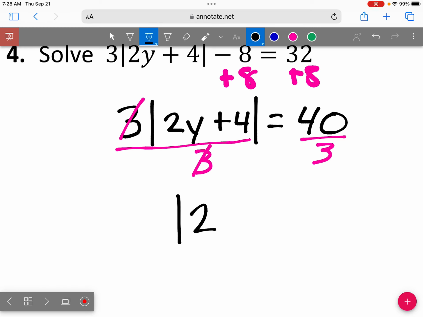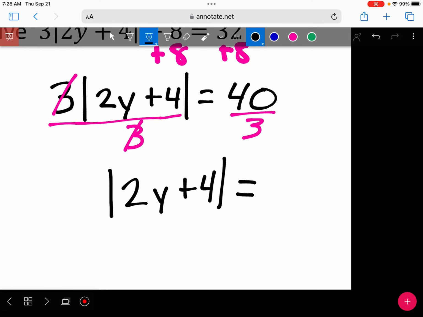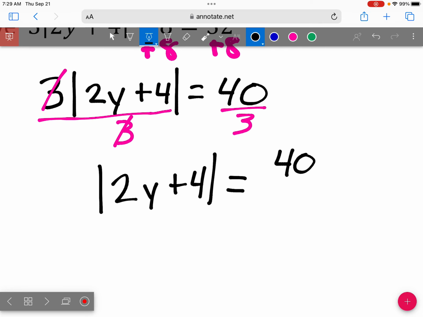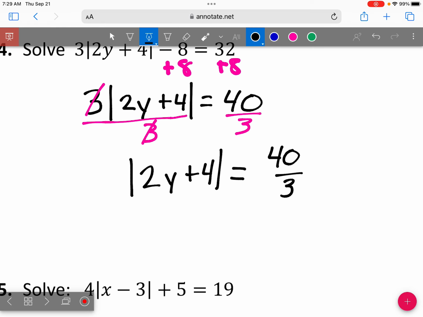Absolute value of 2y plus 4 equals 40 over 3, which doesn't really simplify. You can either keep it as 40 over 3, or you can put it into a mixed number, which is 13 1/3. Whatever works better for your brain. The yellow calculators will work well with the fractions and improper fractions, so I recommend the yellow calculators. But it's your call. In fact, I'm going to open the yellow calculator so we have it in the background so I can show you how to do that, because we've isolated here.